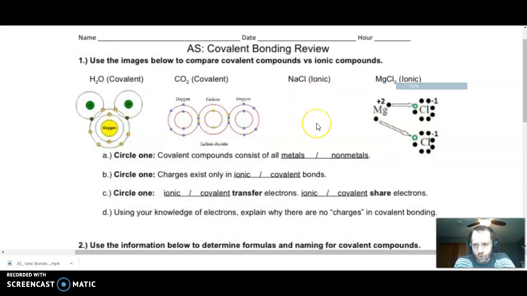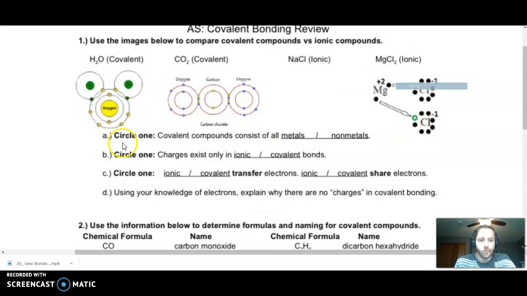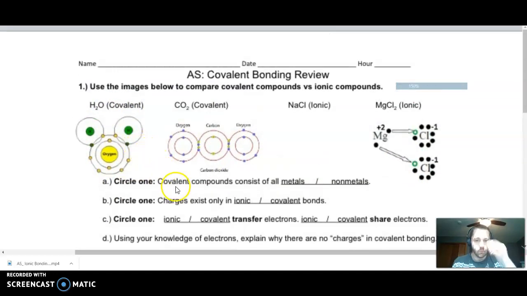If you come over to sodium chloride, for some reason that picture is missing, but whatever, we'll just use the MgCl2. And you can see that our electrons are actually transferring over. That's why they're using an arrow. So that's one of the important things to note. So circle one with covalent compounds.